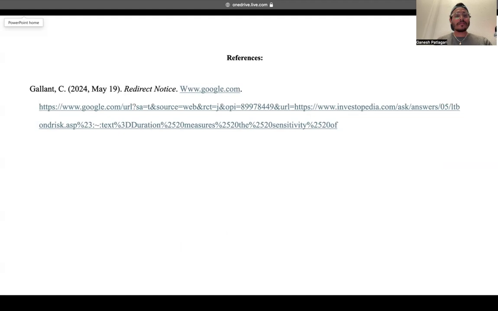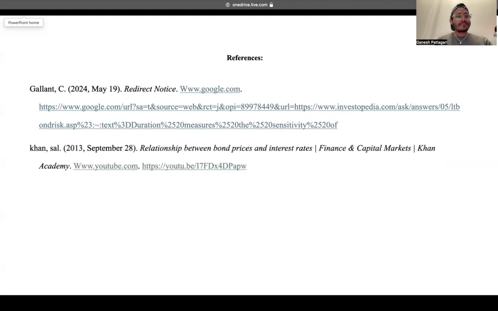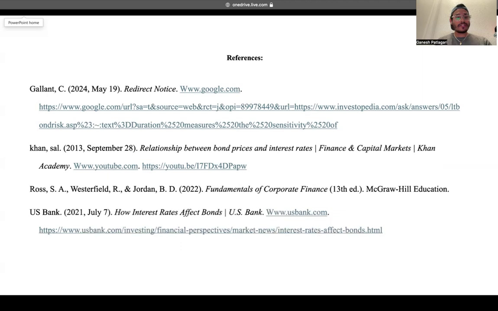So I took the references from these sites you can see below and from the book.